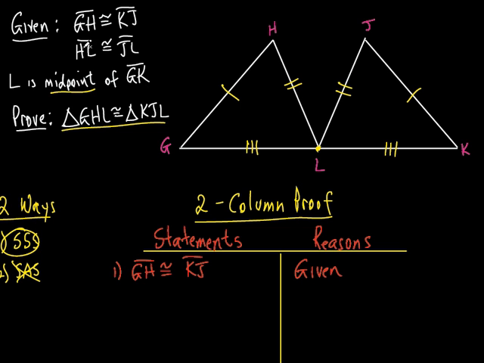What else did they tell us? Well, they told us that HL and JL were equal to each other. So let's write that down. If you wanted to, you could put that in the same step as number one because it's got the same exact reason. I'm going to just write two different steps. So HL and JL are equal to each other, and that's given as well.